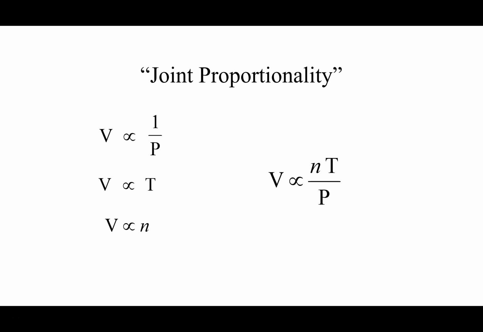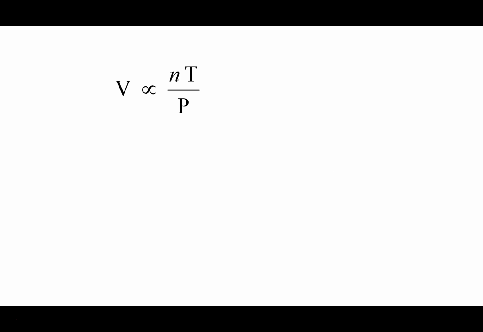Well, we know that we can take any proportionality statement like this and turn it into an equivalency statement, replacing that proportionality symbol with an equal sign by introducing a constant. And if we introduce a constant, this is what it looks like. Now instead of proportional, we have equal. Volume is equal to some constant K times the number of moles times the temperature in the Kelvin scale divided by the pressure.